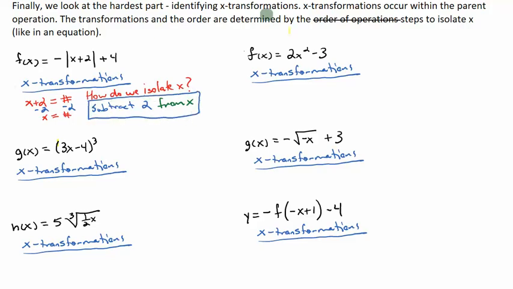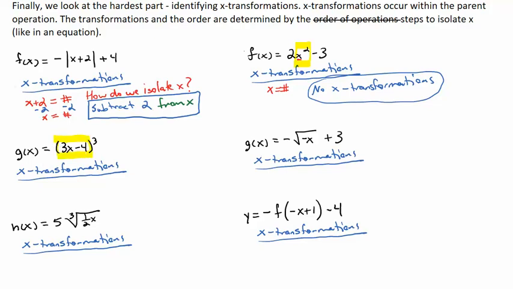In our next example, the parent operation is the square operation, and all that we're squaring here is x. So I'm going to take what's inside my square, which is x, and set it in an equation. Here, x is already isolated. I don't have to do anything. So there are no x transformations in this example. All right, next, my parent operation is the cube operation.